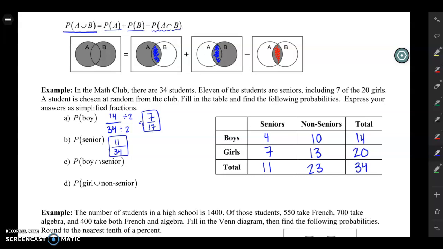Okay, so now I need to look at C. So we're getting into a little more complicated parts here. With C, I want to know the probability of being a boy and being a senior. Remember that intersection sign means that you're just looking at the people that fall into both categories. The boys who are also seniors. So on our table, that's just going to be the 4 people that are in both the boy row and the senior column. So there's only 4 out of a 34 chance that I choose a random kid who happens to be a boy and a senior. And again, I'm going to simplify this fraction to get 2 over 17. Oops, it's kind of messy, 17.